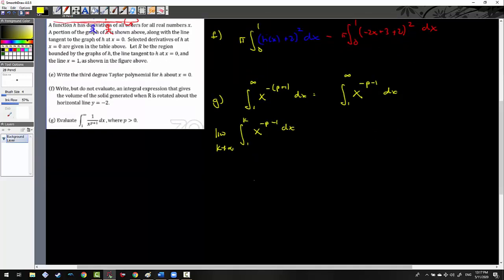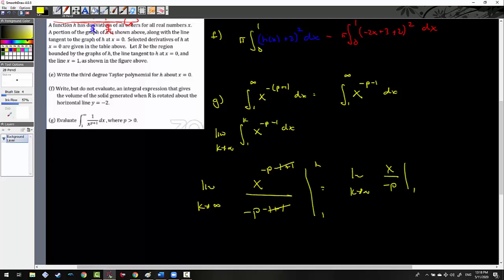So that's going to be x to the negative p minus 1 plus 1, right? Because whenever we do the reverse power rule, we add 1 to the exponent, and that's going to be over the newfound exponent, evaluated from 1 to k. Please don't forget that limit. These guys are going to cancel each other out, giving me the limit as k goes to infinity of x to the negative p over negative p, from 1 to k.